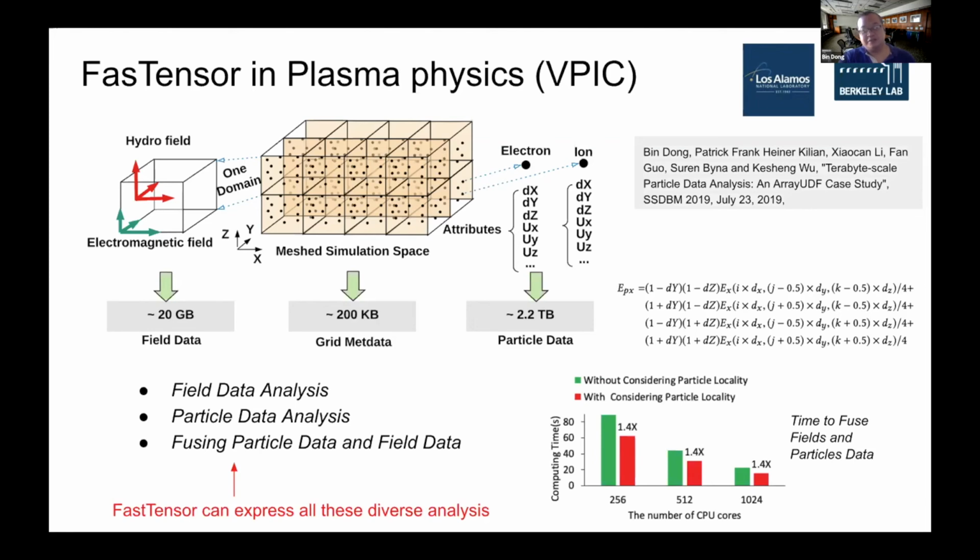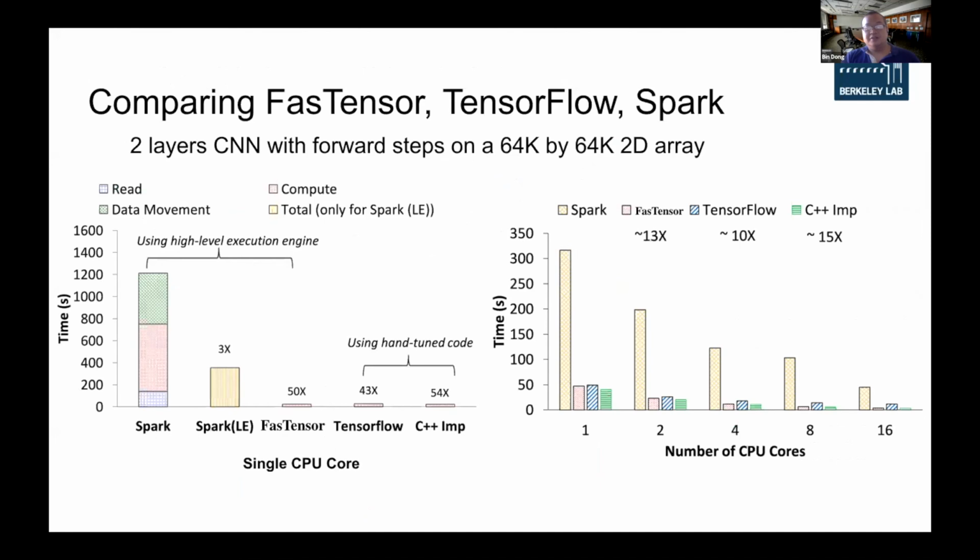Mostly they just write their own data analysis code, which means each time they need to suffer all the challenges I mentioned in the previous slides. Then they learned about FasTensor, and we helped them use the FasTensor programming model to express all their data analysis. That made them really happy. The slide on the right shows some performance improvement, where we consider particle locality to make it even faster.